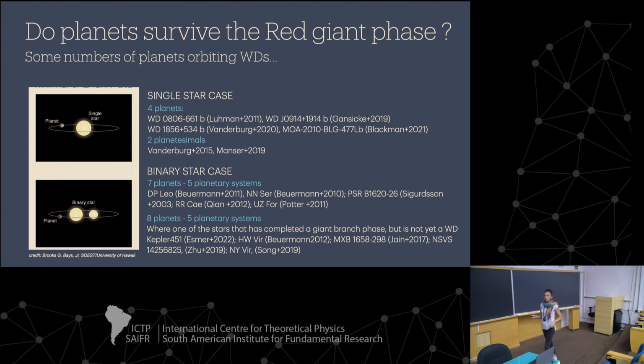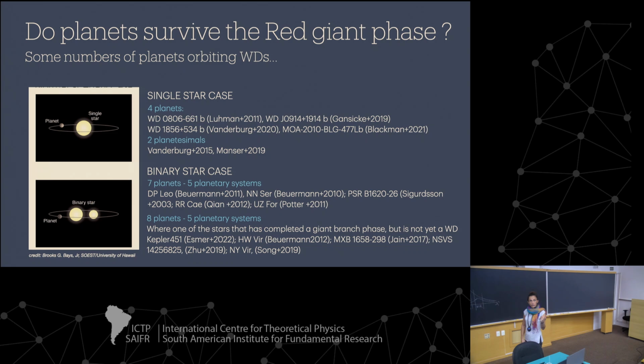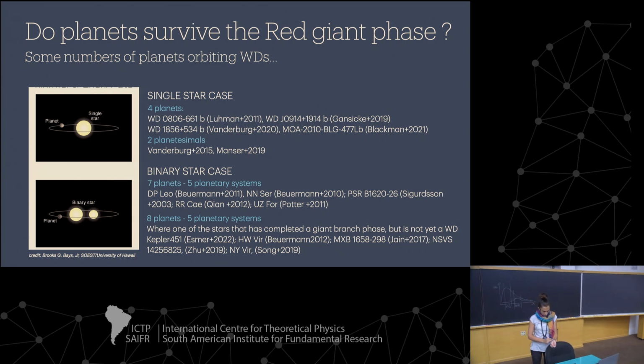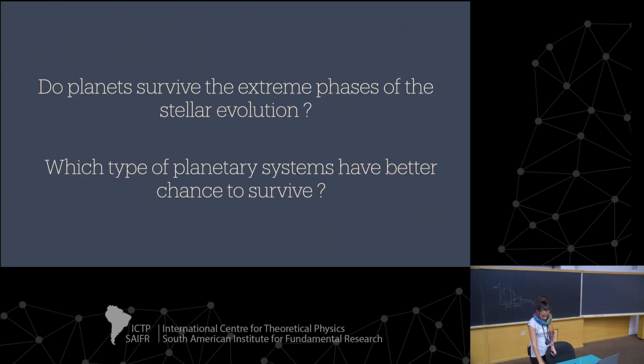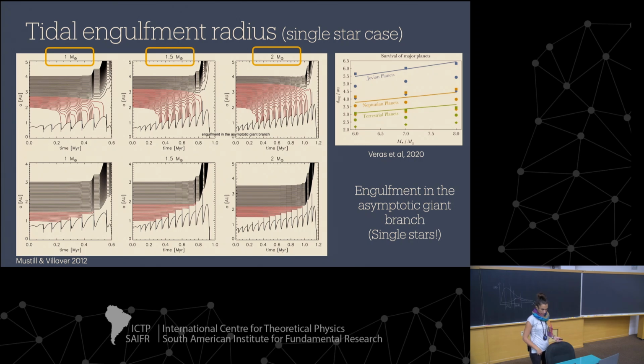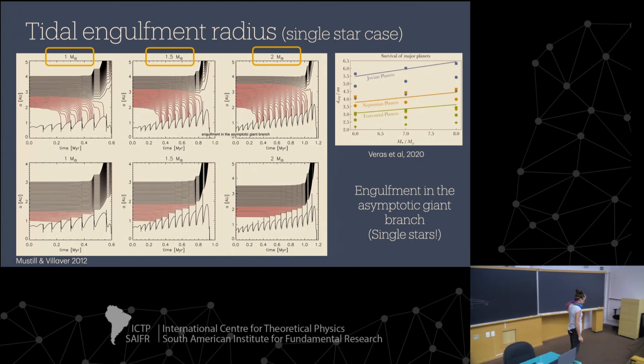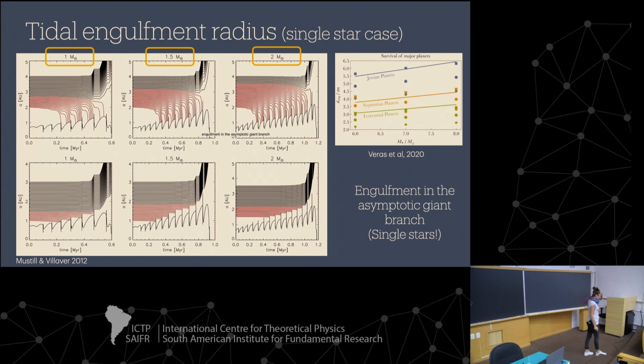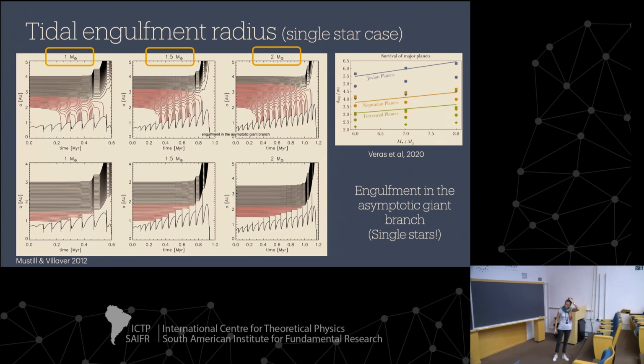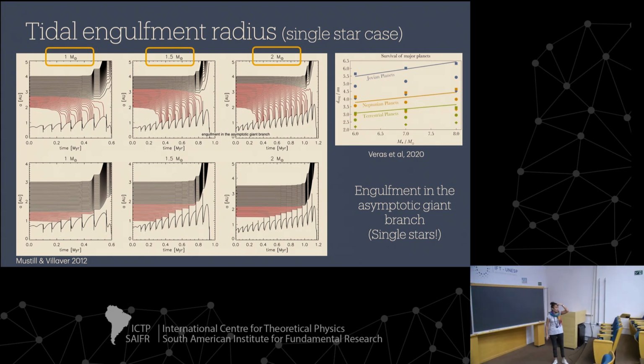So the observations are also proving that planets are more likely to survive binary evolution. Okay, right, so this is to come back to your questions. I wanted to mention this because it's very important: single star or binary star is very important.